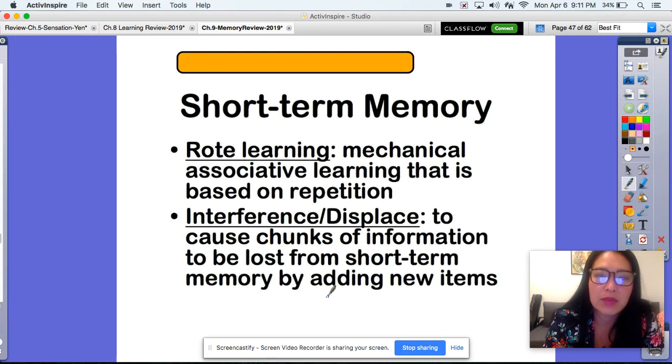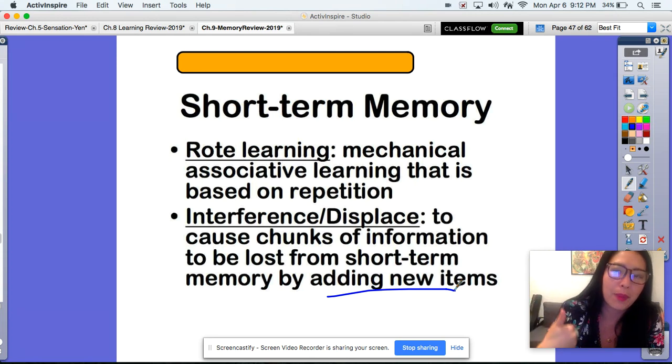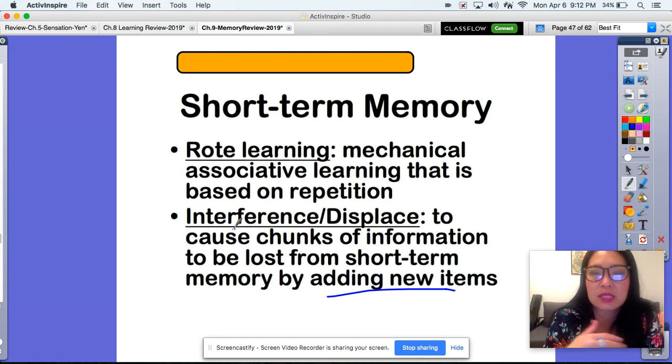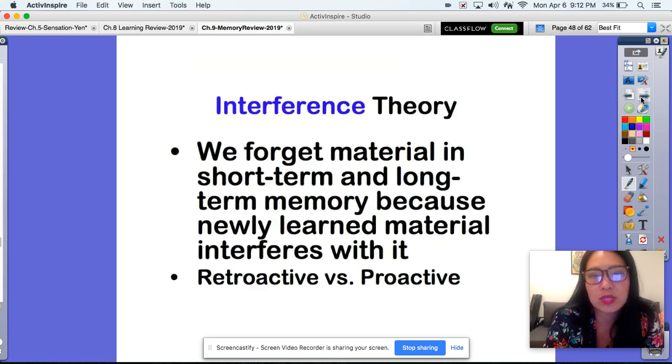So the example we gave for this one is essentially a shelf. If I have a shelf with no backing and I keep putting cans and cans of soup, the more stuff I shove into the shelf, the items in the back are going to get displaced, or interfered with by another can of soup. Okay, so there are two types of interference theory. We have retroactive and we have proactive.